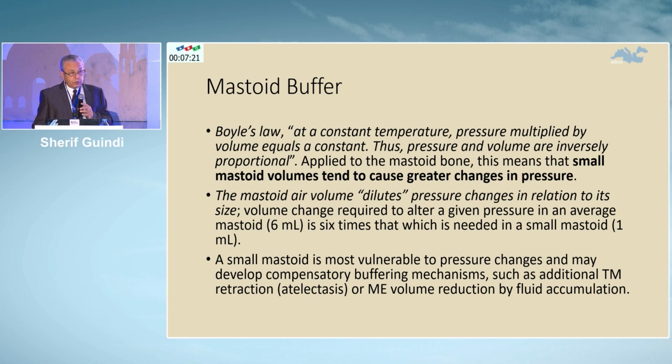The mastoid buffer is very important, and according to Boyle's law, at a constant temperature, pressure multiplied by volume equals a constant, which means that we have two very important items, the pressure and the volume. If one changes, the other one has to inversely change. And since the volume does not change very much, because this is the volume of the mastoid of the patient, it will cause a variation in the pressure.